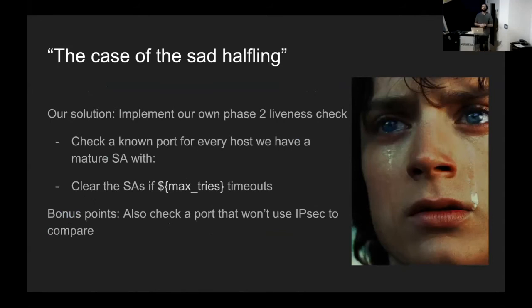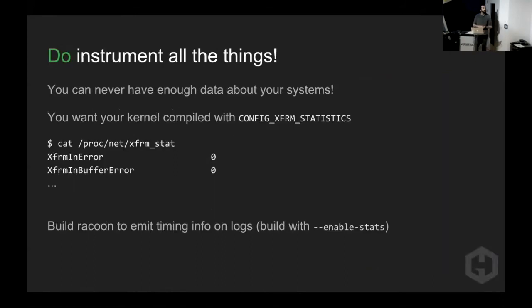Our solution: just do our own liveness checks. It's actually very simple. You just check on a port every once in a while. Are you alive? Yes, fine. Are you alive? Yes, fine. Are you alive? No. You know what? I'm going to send you dead. I'm just going to kill all associations. And that's it. And that works very well. It's very simple, but it works. This is what we're doing to work around the problem with DPDs and the problem with half associations.